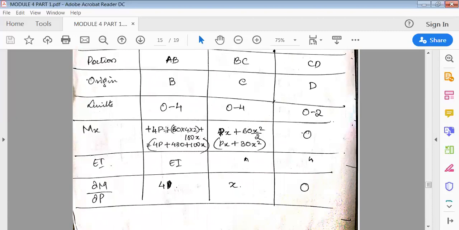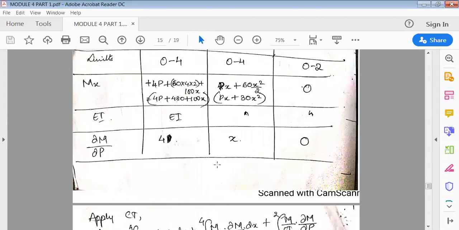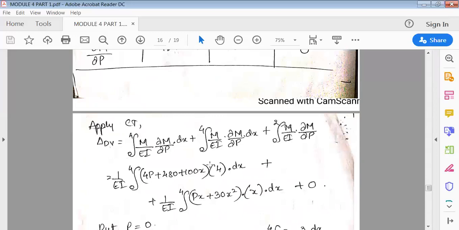So 4P, in this equation there is only 4P. P is only in this part, so it is 4. Next, in this BC portion, there is only Px, so only this value should be taken. So dou P will cancel, only x remains. Here it is 0. Now apply Castigliano's theorem.